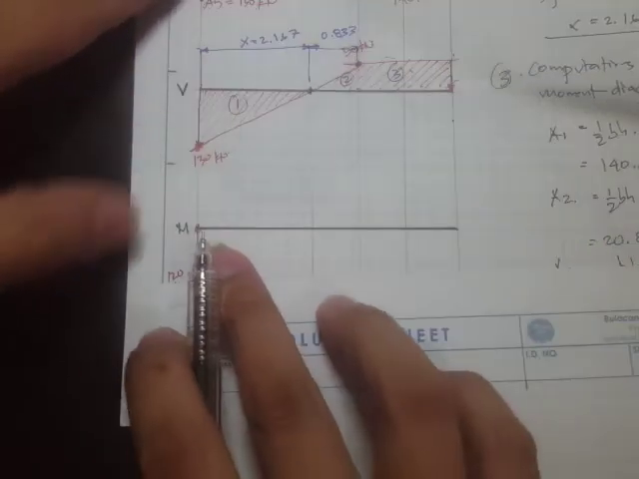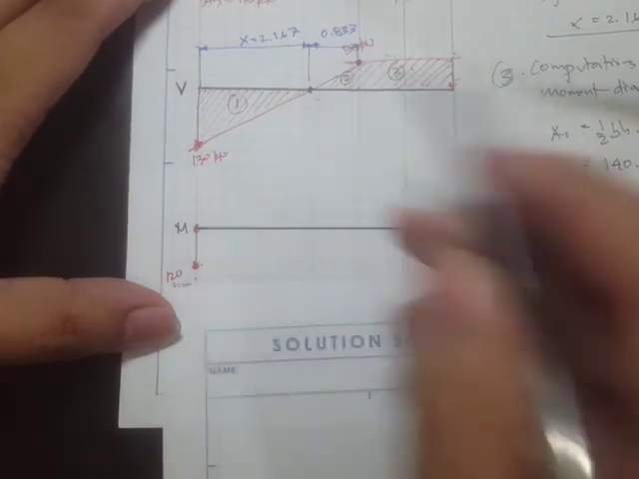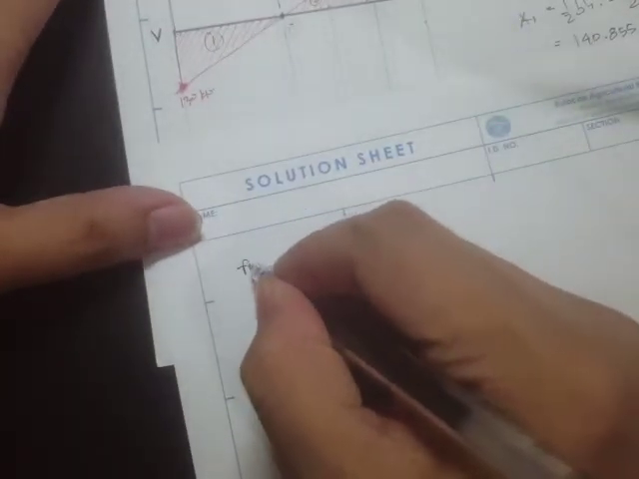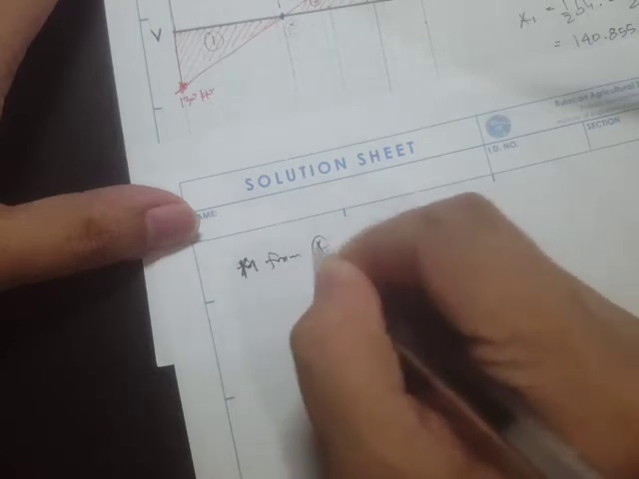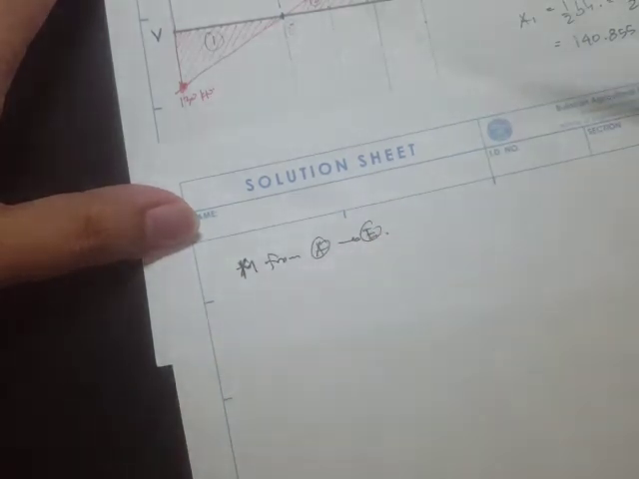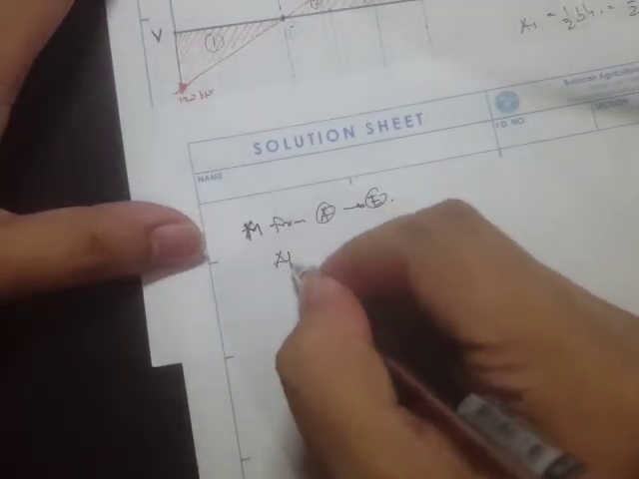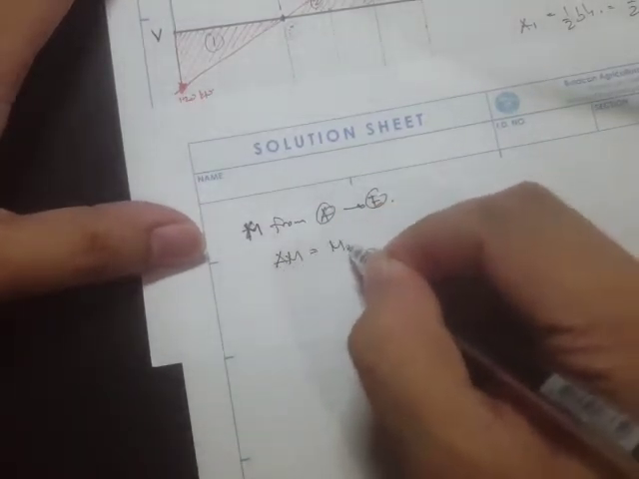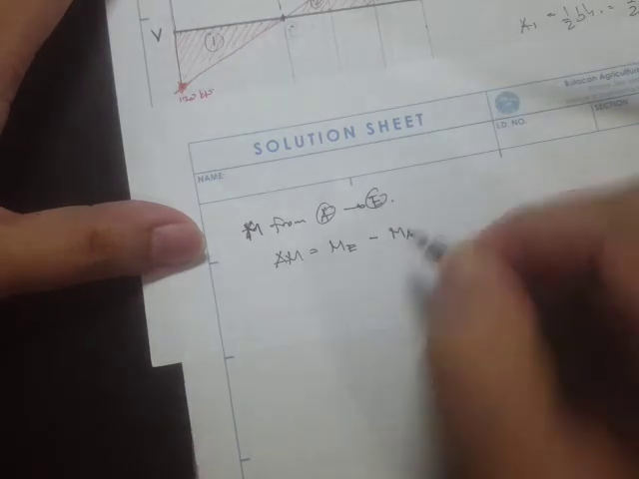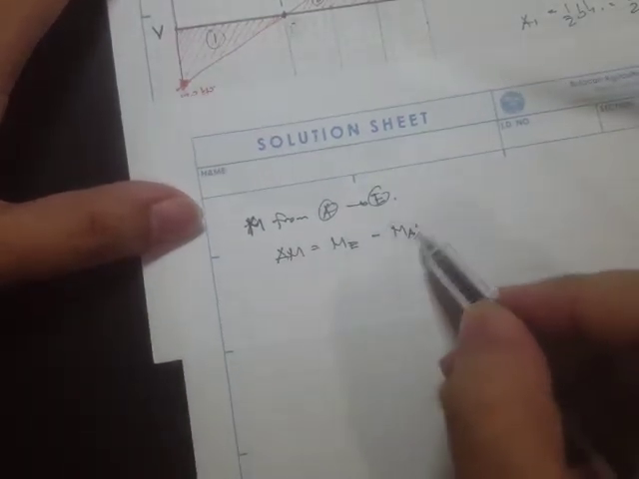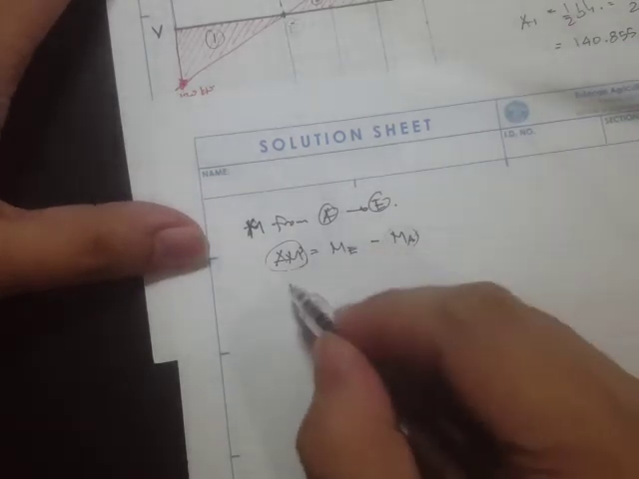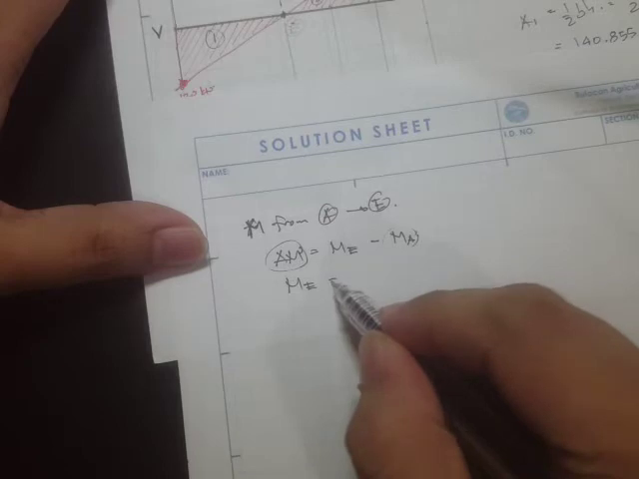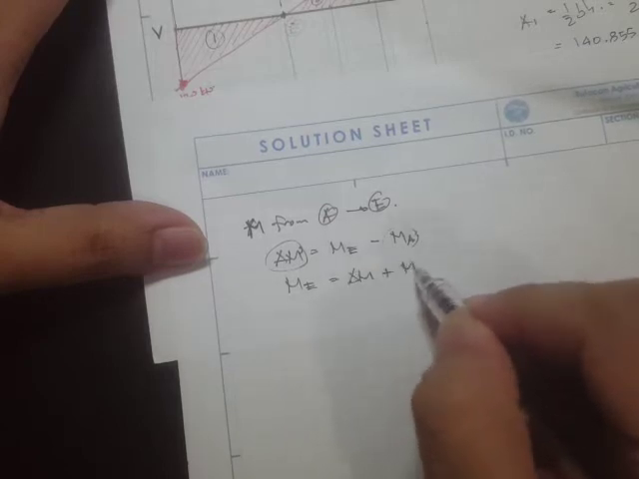Okay, so solving for delta M from point A to point E, moments from A to E. Our working equation is delta M is simply M_E minus M_A. We have this delta M because of the area, and what we want is the value of M_E. So M_E is just equal to delta M plus M_A.